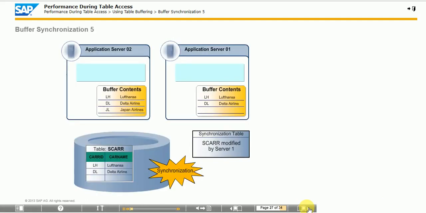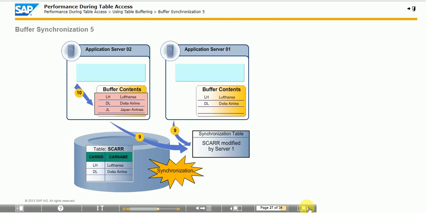The next 2 time points of the buffer synchronization process are as follows. Time point 9. The buffer synchronization refresh interval, as defined in the system profile, has elapsed. Both servers look in the synchronization table to see if another server has modified one of the tables in its local buffer in the meantime. Time point 10. Server 2 finds that the SCHAR table has been modified by server 1 in the meantime. Server 2 therefore invalidates the table in its local buffer.